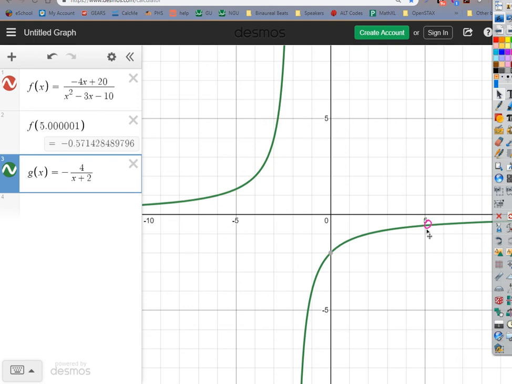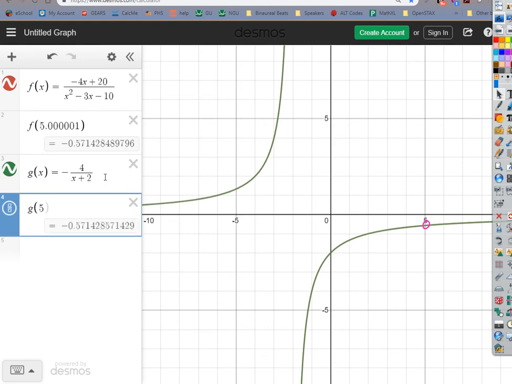I guess I got to move him over, don't I? It exactly overlaps with the red function, doesn't it? Is it exactly the same? Is there any point that's different on g of x than on f of x? 5. Okay, let's check 5. Oh, g of 5 exists. It's fine. G of 5 is there, right?